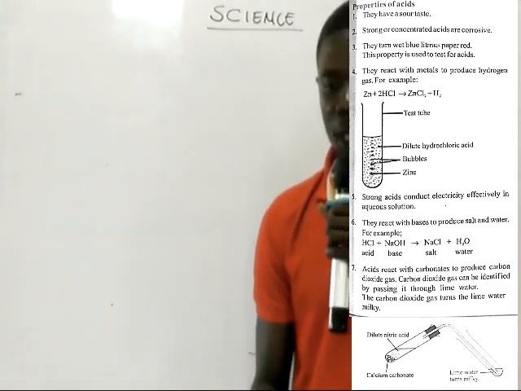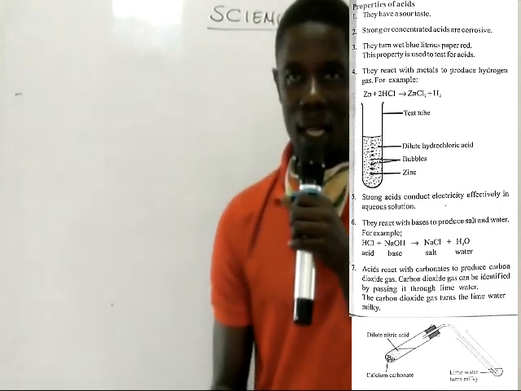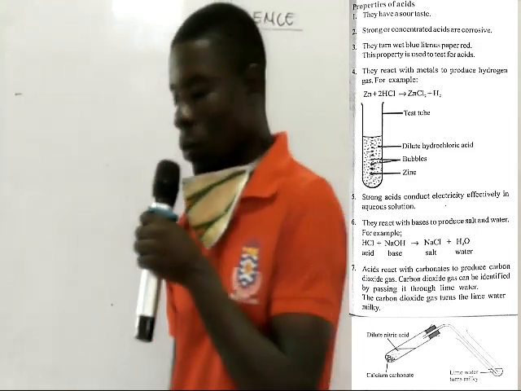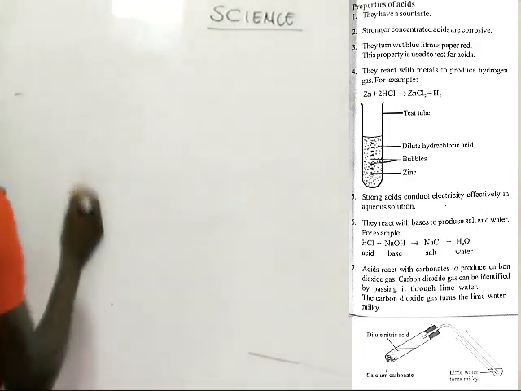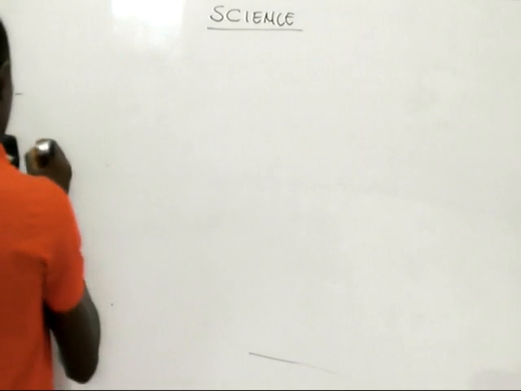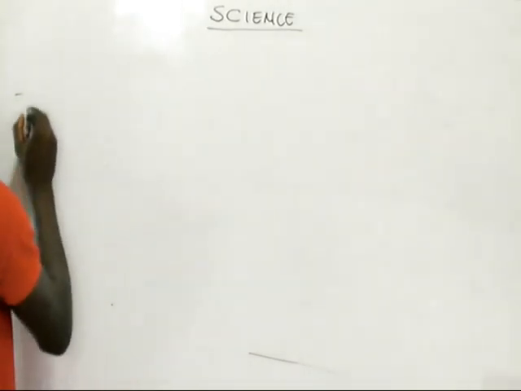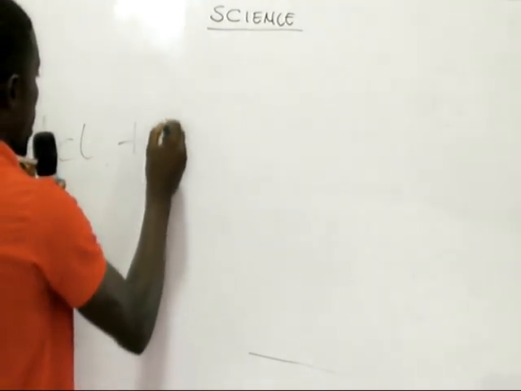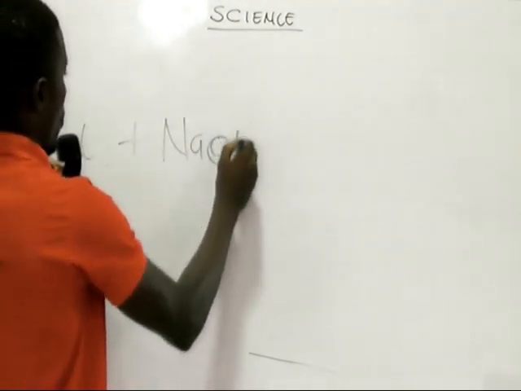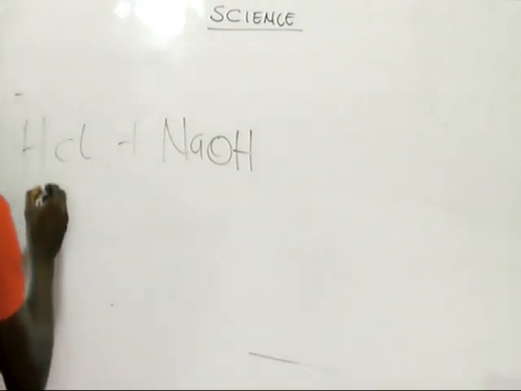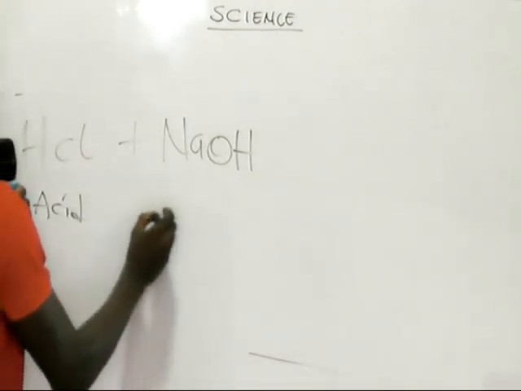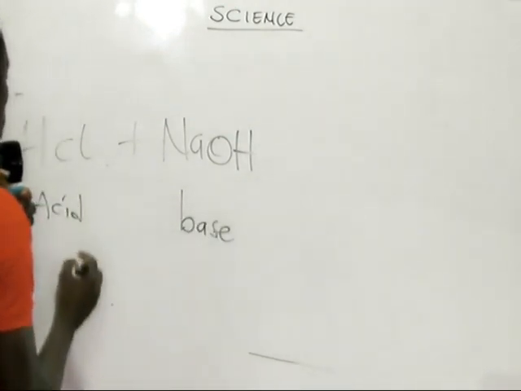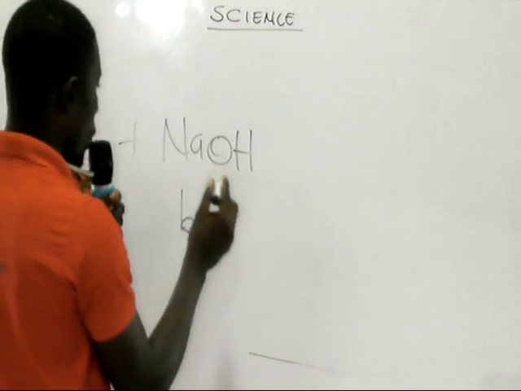Now, they react with bases to produce salt and water. We have it on your screen: HCl plus NaOH. Now, this is the acid, and sodium hydroxide is the base. So acid reacts with base to produce salt and water.